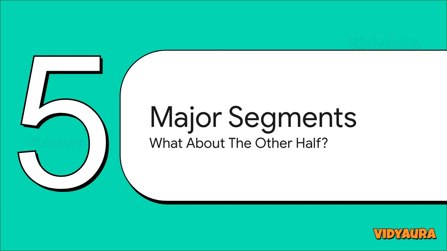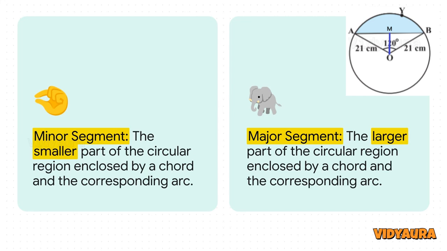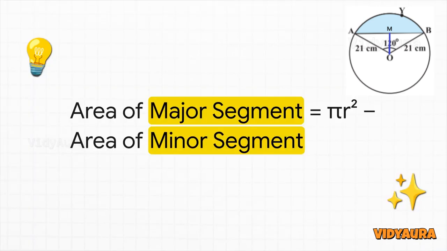So what about the rest of the circle? You've got the minor segment, the smaller piece, and the major segment, which is the big one. And the great news is, to find the area of that major segment, you absolutely do not have to go through all those calculations again. Thank goodness, right? There's a way easier way to do it. The shortcut is perfect. All you have to do is calculate the area of the entire circle, pi r squared, and then just subtract the area of the minor segment that we already found. It's the whole circle minus the little piece, and that leaves you with the big piece. Super simple and really effective.